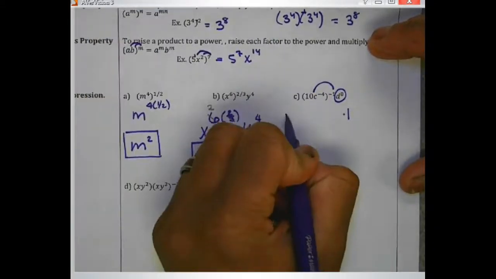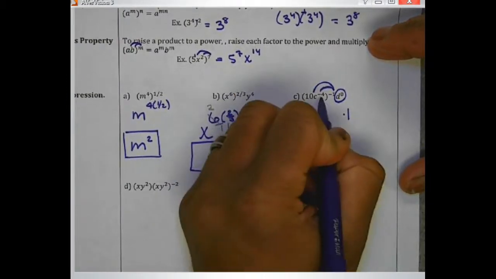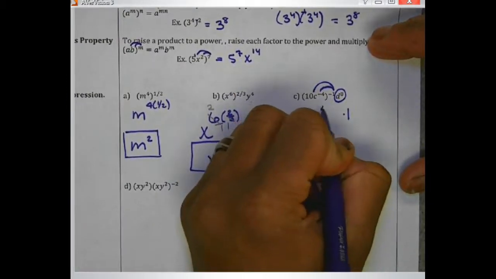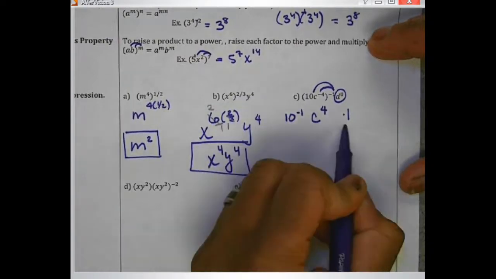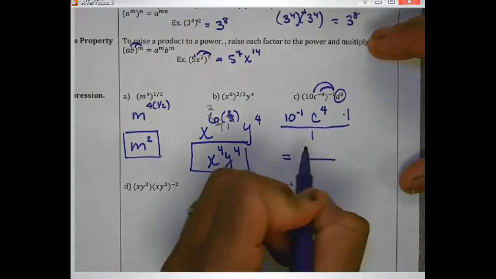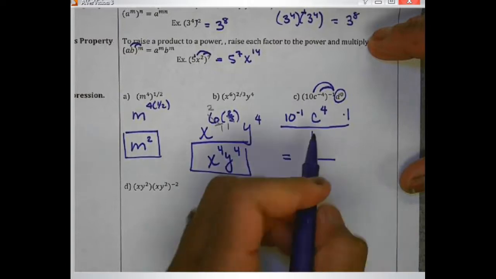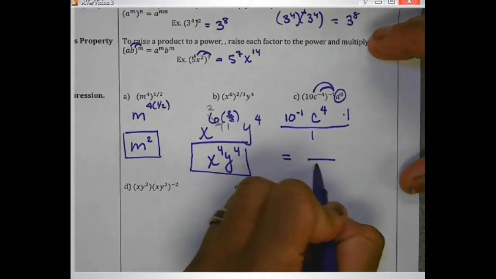So now this is 10 to the negative 1. And then this is c, negative 4 times negative 1 is to the 4th power. I have a negative exponent, so I'm going to put this over 1. Some stuff stays, some stuff goes. The 1 I don't care about, because 1 times anything is just anything. This 10 to the negative 1 does need to go.